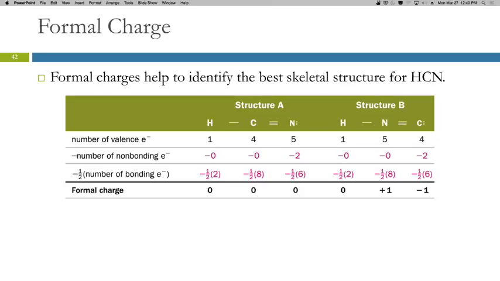So let's look at an example. Okay, so this is hydrogen cyanide. So I'm going to, it's drawn up there, but I'm also going to draw it down here. So you can draw two different Lewis structures for hydrogen cyanide.